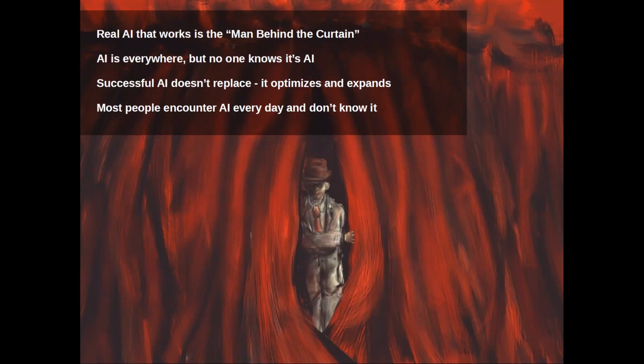Successful AI doesn't replace anything. What it does is it optimizes and it expands. It improves your capabilities. It enhances your abilities. It extends the range of things that you can do. But it never really is successful when it just out and out replaces something, because now you're trying to get it to push into that human-like area, and right now, we don't have the capability to do that. So most people encounter AI every day, but they just don't know it.